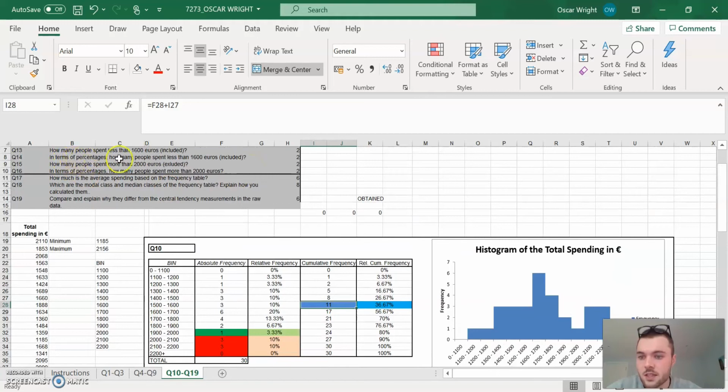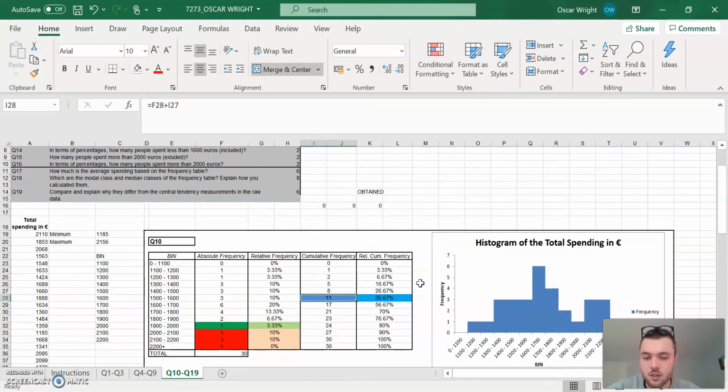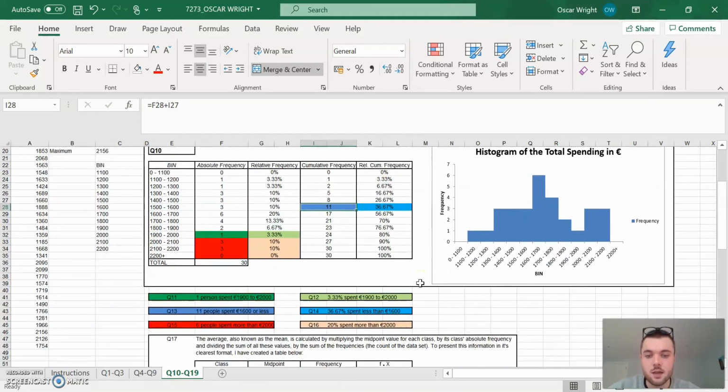In terms of percentages, how many people spent less than 1600 euros? So again, it's the same as before. We have the same answer, but we need to divide it by the total, which is the same as the column next to it, the relative cumulative frequency. So we can say that it's 36.67% that spent less than 1600.